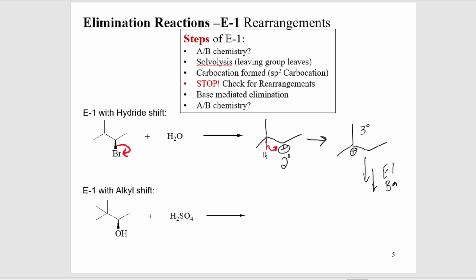E1 base chemistry. Okay, I'm not going to show you the products here because we have a few more things to discuss. Alkyl shifts are also possible, and I also wanted to note that similar to SN1, you can use acid and protonate an alcohol to make it a good leaving group. So it kind of adds to our repertoire of possible leaving groups. We can protonate an OH and make it water. And then we can do our solvolysis. Water leaves.